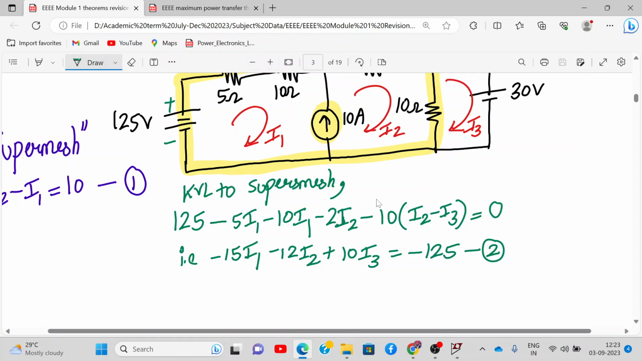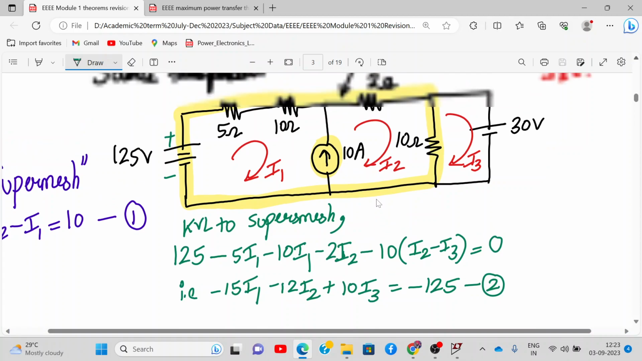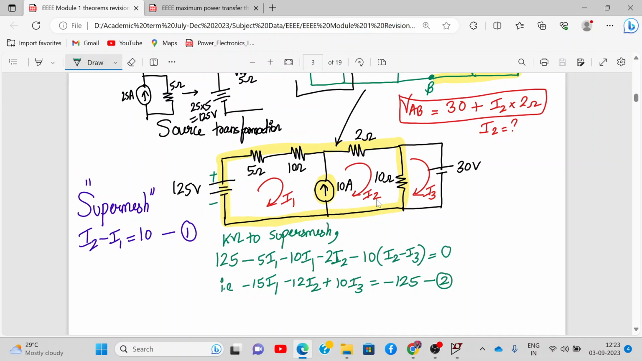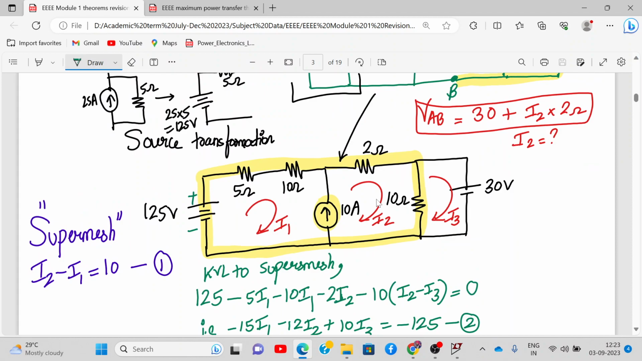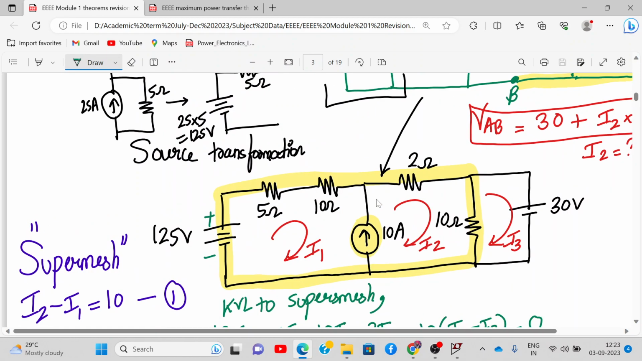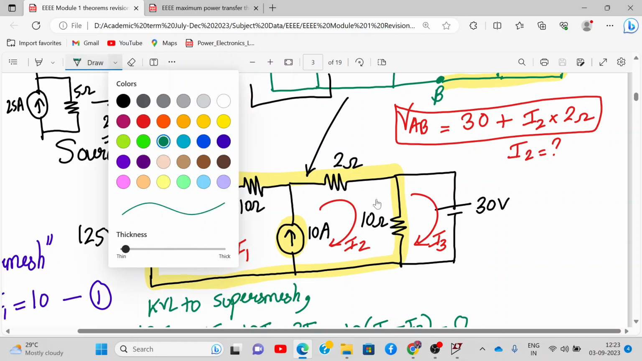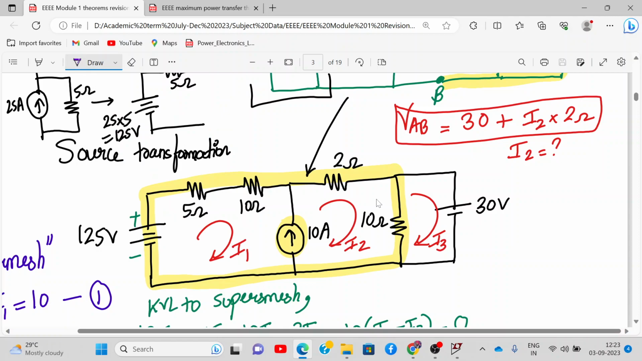All are getting this? Did you get these answers? This equation, similar equations. Yes. Now, we have three unknowns, I1, I2 and I3, and we have two equations. So we require one more equation. Can I apply KVL to the third loop? Loop 3 we can easily apply, right? No problem in that. So we'll apply KVL to loop 3.